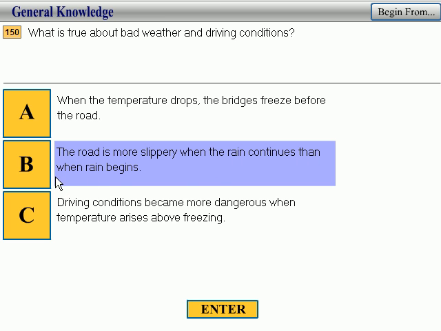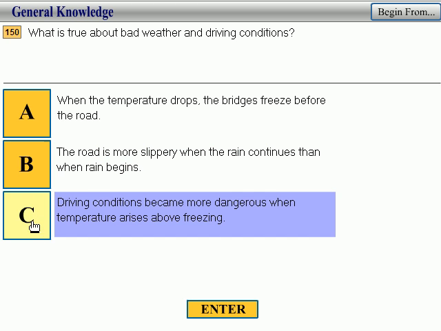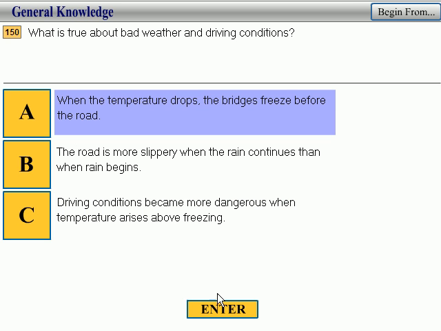I think it's the other way around, because of oil or something on the road, from engines. So I'd say that was incorrect. And C, driving conditions become more dangerous when temperatures rise above freezing. I'd say it's the other way around. So I'm going to say that the answer is A. Let's see if you agree. Do you agree that the answer is A?